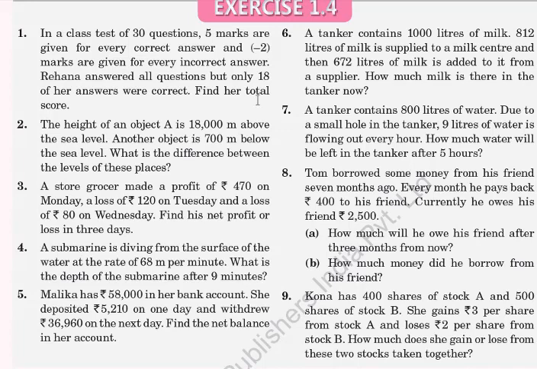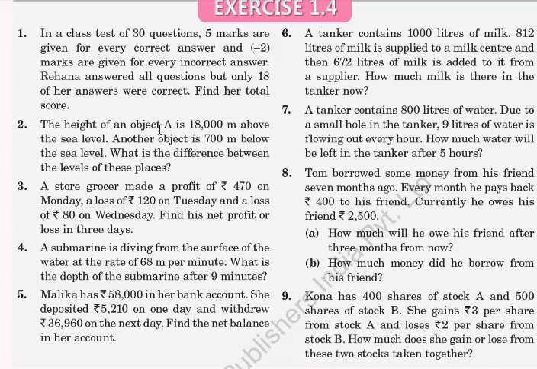Now they are asking the total score. Total score will be equal to 18 multiplied by 5 plus 12 multiplied by minus 2. Add it and you will get the total score.